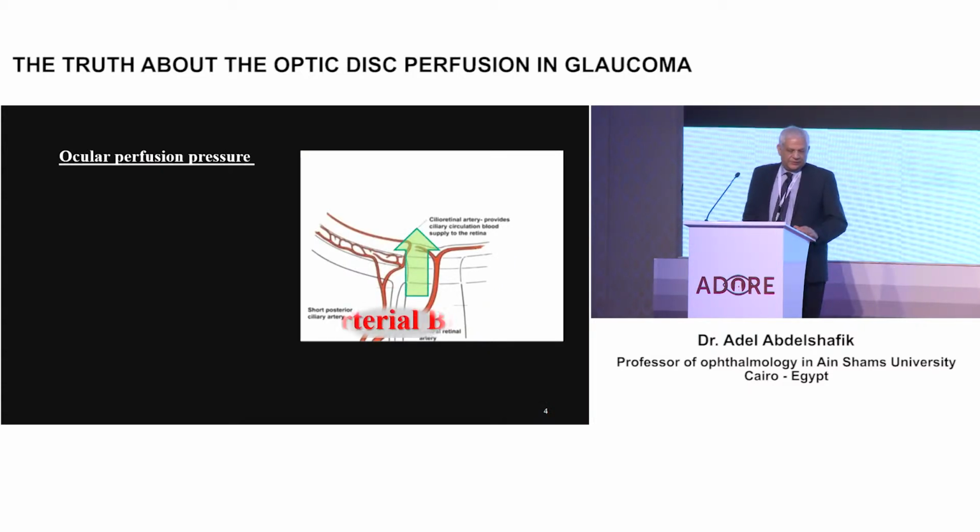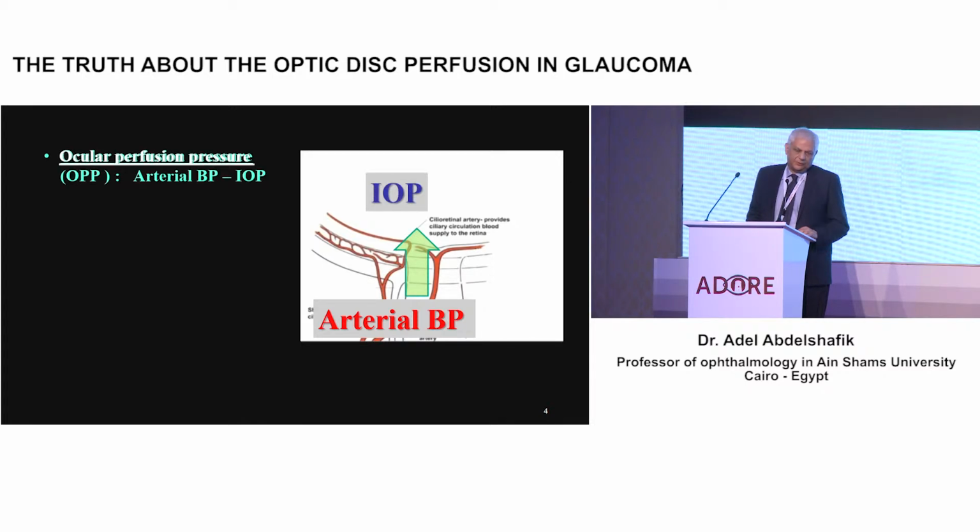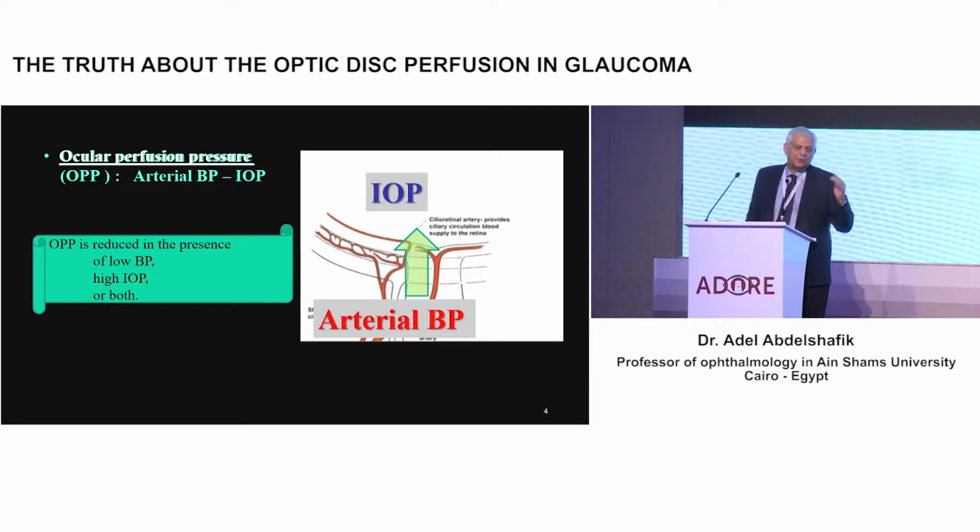Ocular perfusion is the difference between the arterial blood pressure and the intraocular pressure. If you have a lower arterial blood pressure or a high intraocular pressure, then the perfusion will be affected, especially by the arterial pressure. The arterial blood pressure is more important, being larger in quantity.